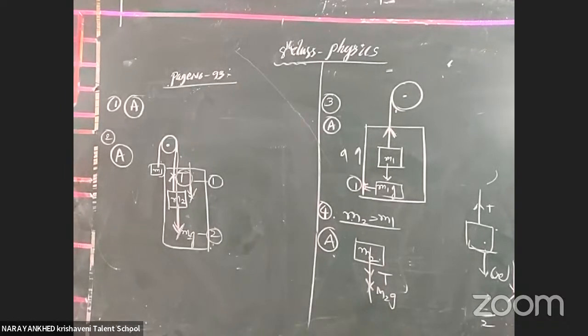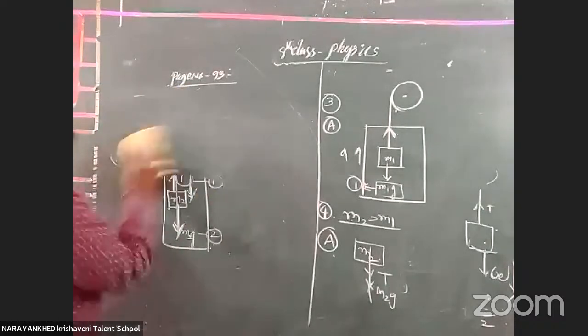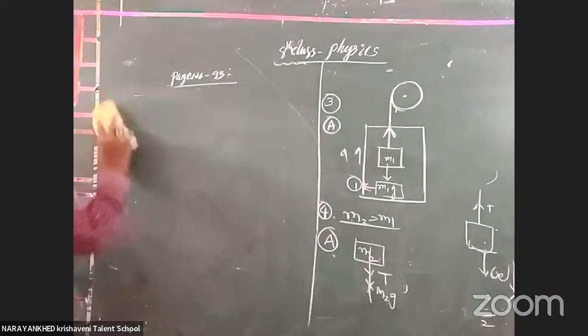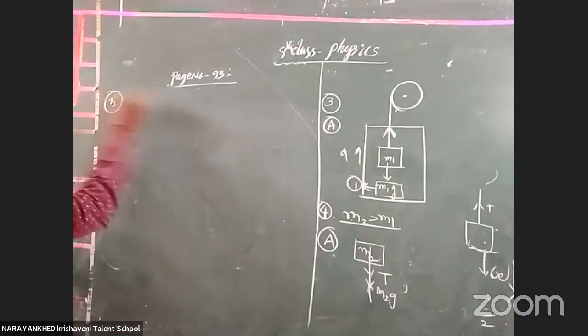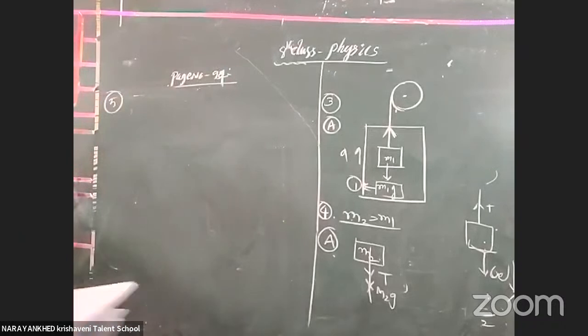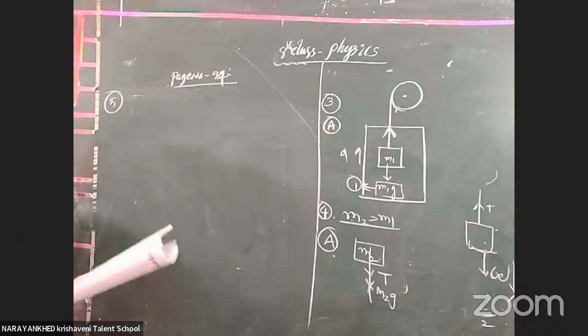Next component, fifth question. The multi-answer question, all the students. This is page number 94. Listen carefully. What is given?